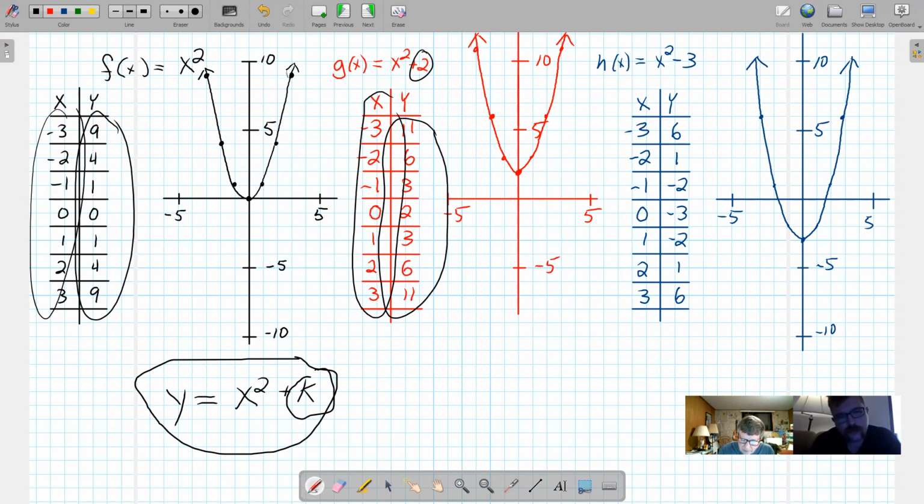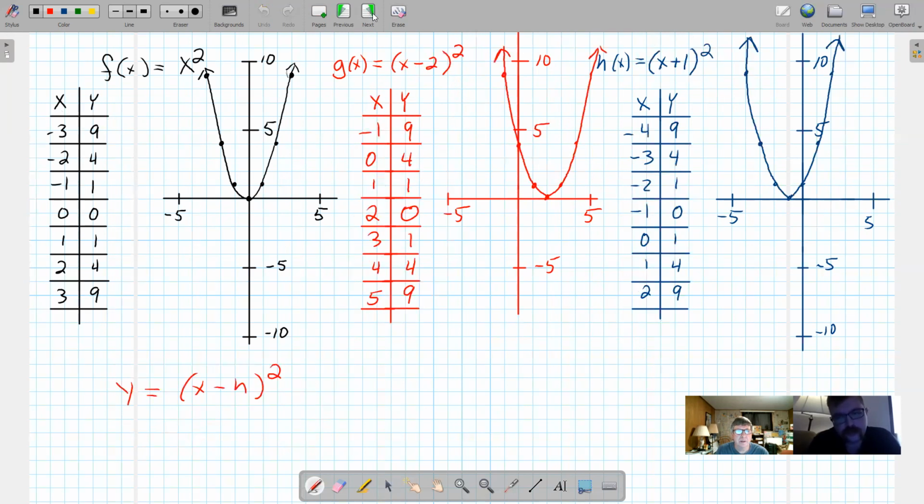What does that do to the graph? It moves it up the y-axis 2 units. So when x is a positive number, it moves the graph upwards. Look over here. When x is a negative number, it moves the graph downwards. Okay. Any questions there? All right.